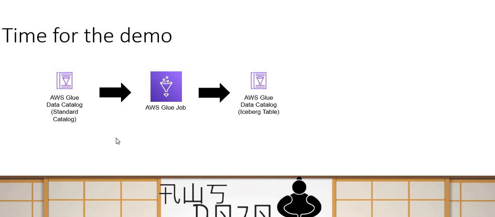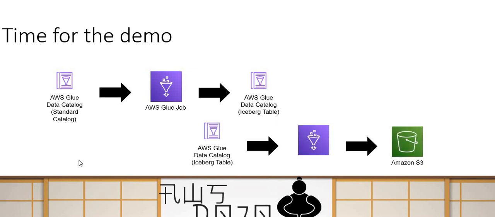So time for a demo. I have created a standard catalog table using S3 based data, and for that we'll create a Glue Job, which will read data from here and then write to an Iceberg table. So we will perform one write operation to the Iceberg table. And then in the second one, we will read data from the Iceberg table, and then we'll write to the S3 bucket. So these two operations, read and write, we are going to perform on Iceberg table. So let's get started with the demo.